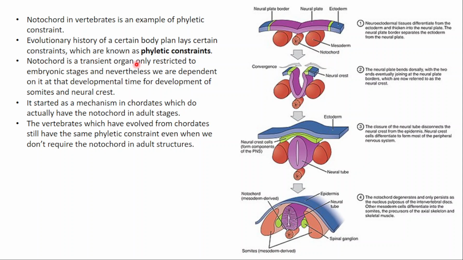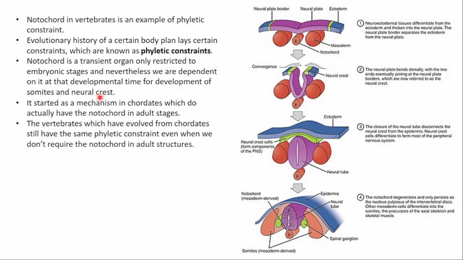Notochord is a transient organ only restricted to embryonic stages, and nevertheless, we are dependent on it at that developmental time for development of somites and neural crest. So in human embryos, notochord is not an adult structure. It's not a permanent structure. It's a transient structure, and the presence of notochord is necessary only at that developmental stage. It is necessary for development of somites and neural crest cells.